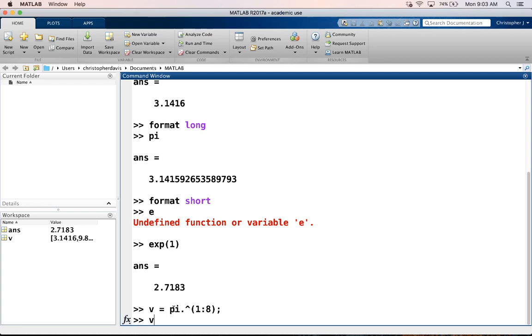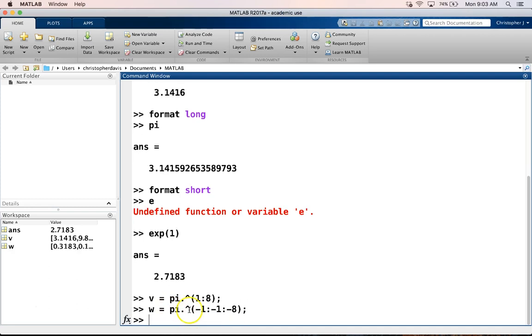Now let me do something very similar. Let me do w equals pi, and now let me have -1, down by 1, -8. So what did I just do here? I made pi to the negative first, so that's like 1 over pi. Then it goes down by 1, so 1 over pi squared, all the way down to 1 over pi to the 8th. And what if I want to multiply these two vectors element-wise? Okay, then I have to put a period before the multiplication sign.